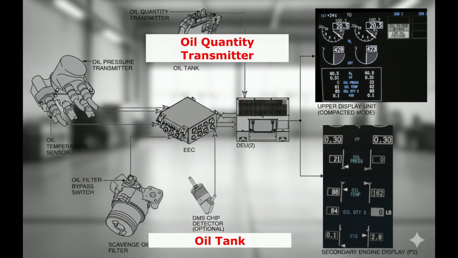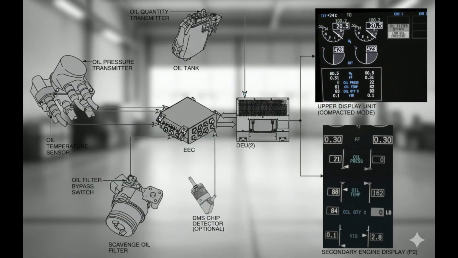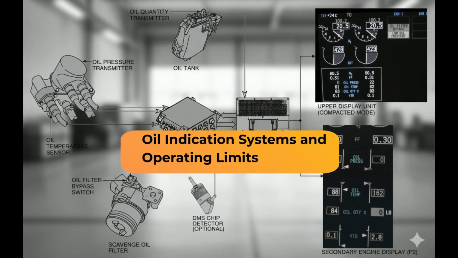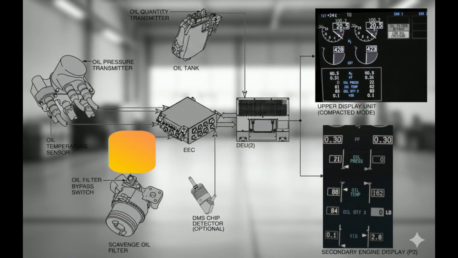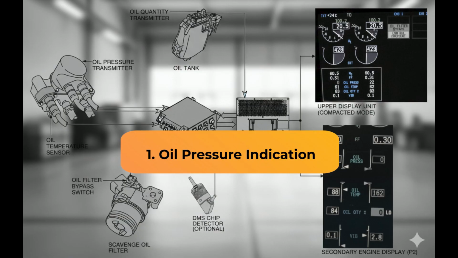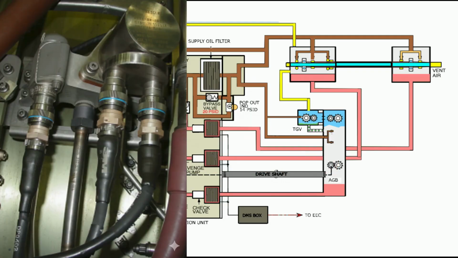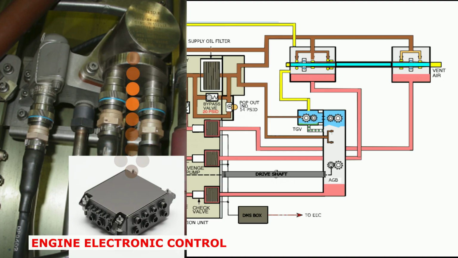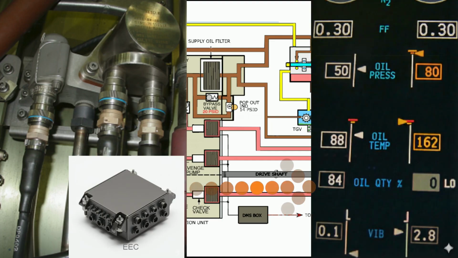Location. The oil quantity transmitter is installed on the oil tank, located on the right side of the fan case at the 2 o'clock position. Oil indication systems and operating limits. 1. Oil pressure indication. The oil pressure transmitter measures the differential pressure between the oil supply line and the transfer gearbox cavity. It sends an electrical signal to the electronic engine control, which converts it into an ARINC 429 signal, a standard digital communication protocol that allows the engine control unit and cockpit displays to communicate.